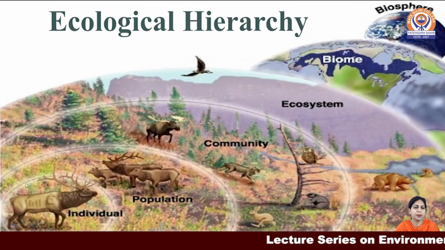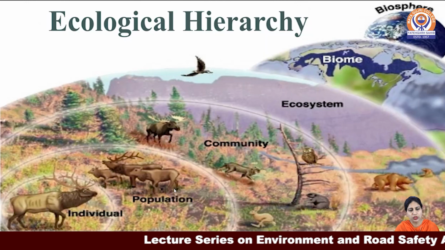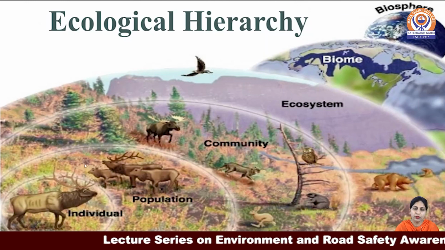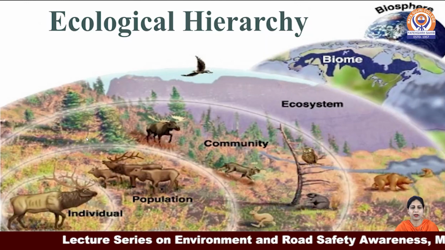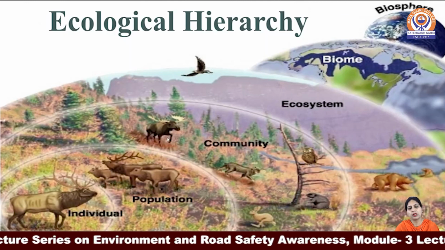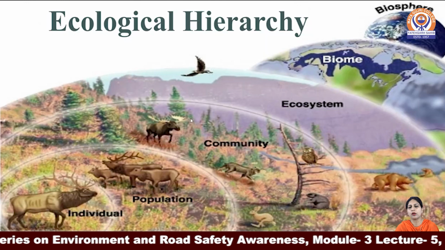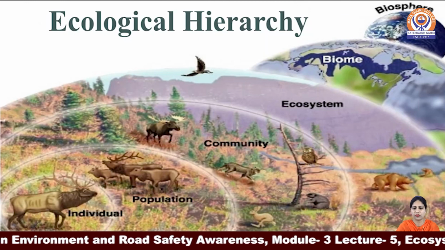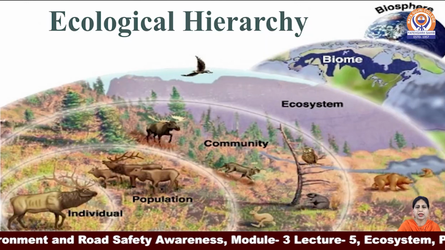So here in this picture, we can see there's one deer, an individual. Then after that comes the level of population, in which a number of individuals of the same species are included. And after that comes community, in which a number of populations are included, then ecosystem, biome and biosphere. Now we'll be studying in detail.